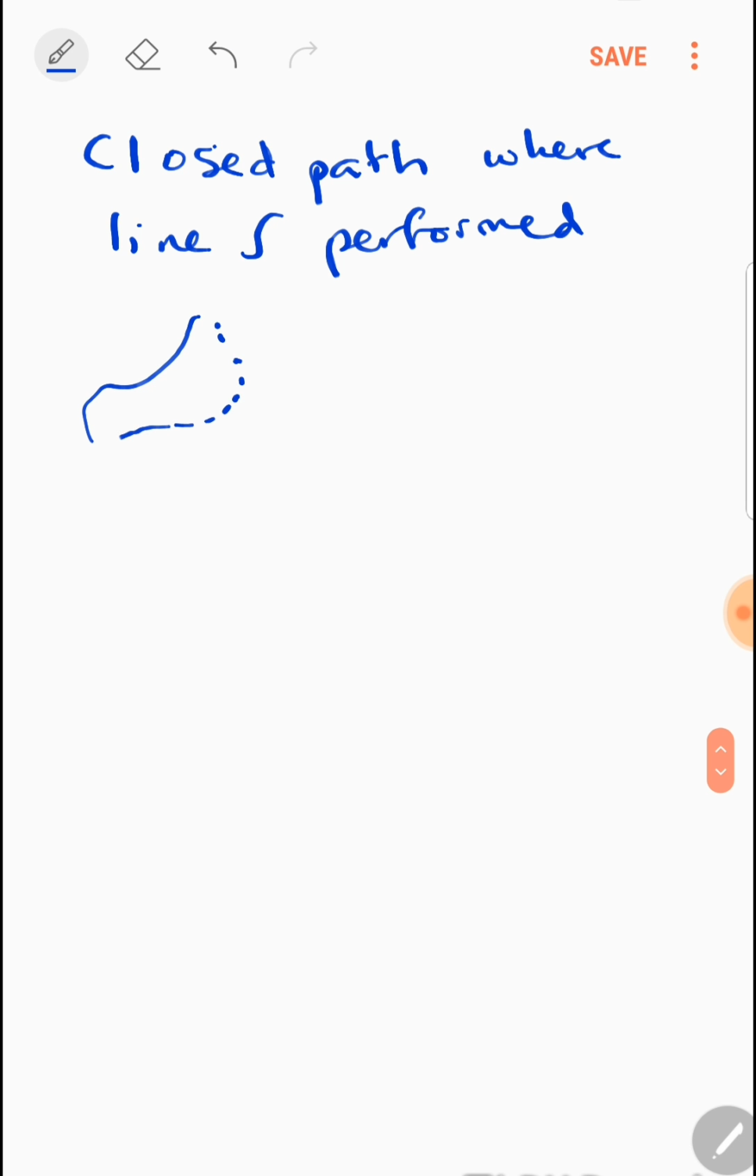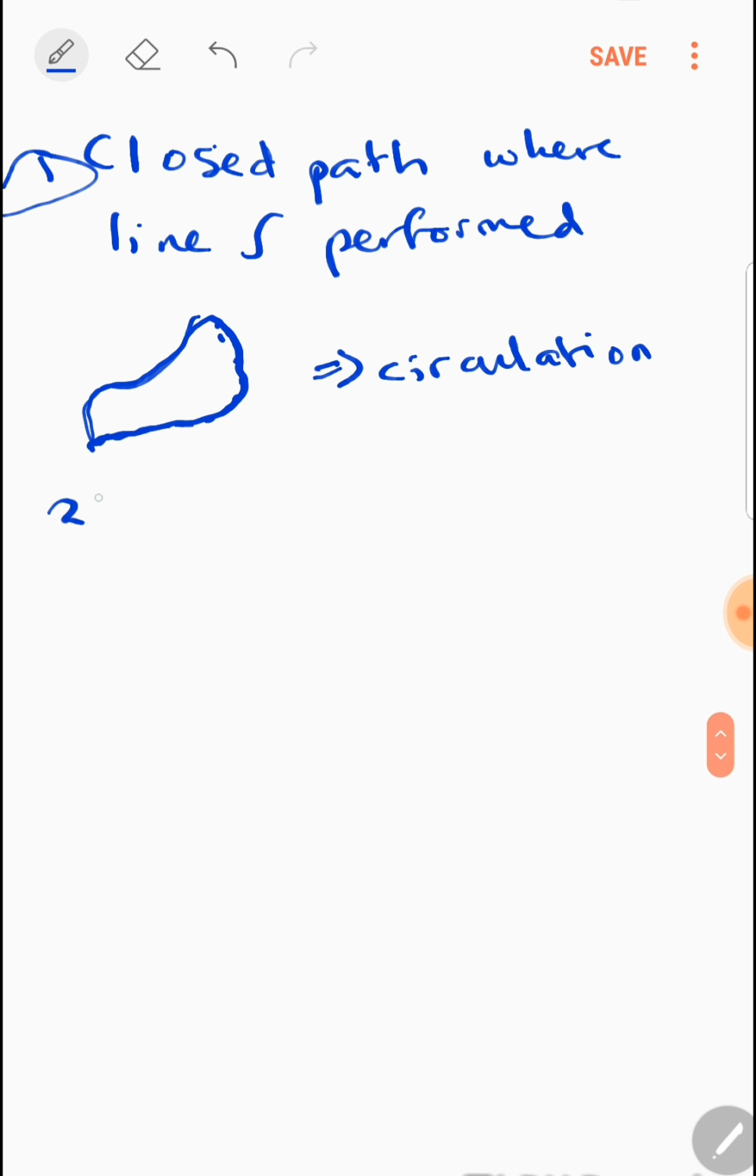So if I extend this, say I have a line here from here all the way to here, all right? If we have a closed path where a line integral is performed, we have another term for it. We call this circulation. Just some terms that you need to remember. And so that's fundamental theorem 1. Let's see what else you need to remember.